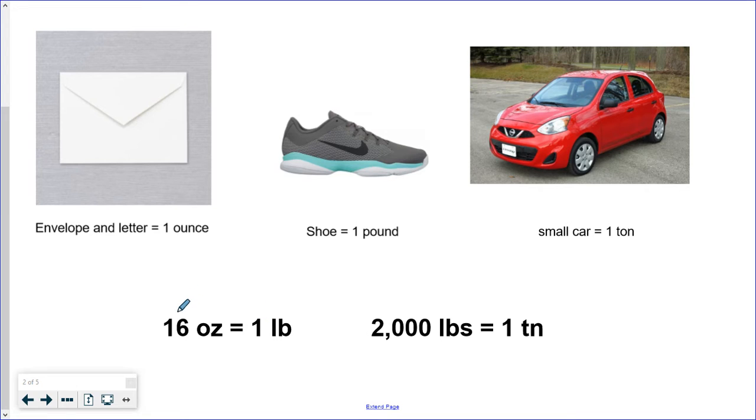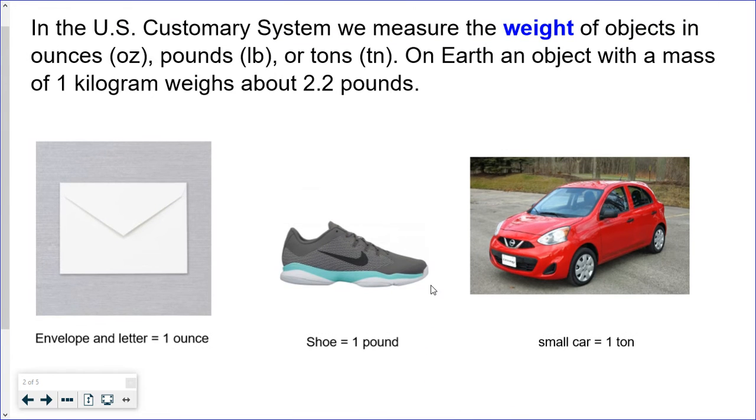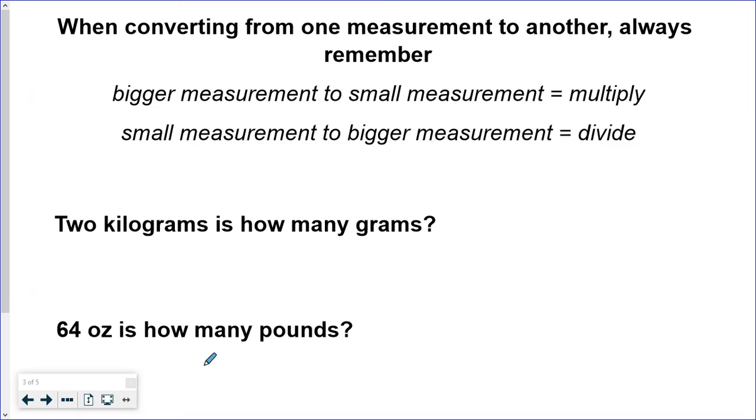So if I'm going from ounces to pounds, it looks like I would divide by 16. But if I'm going from pounds to ounces, I'm going to multiply by 16. Same over here. If you're talking about a ton, 1 ton is equal to 2,000 pounds. So if I'm going from pounds to tons, I'm going to divide by 2,000. But if I'm going from tons to pounds, I would multiply by 2,000. Okay, so these are the customary units of measurement.